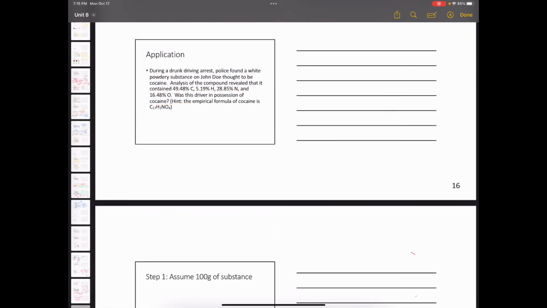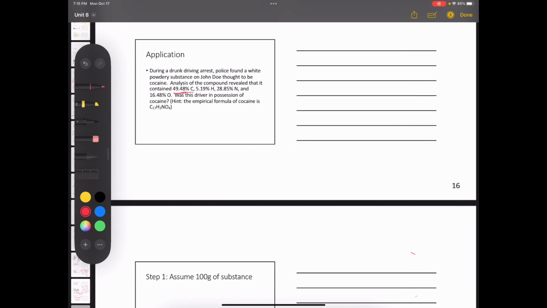During a drunk driving arrest, police found a white powder substance on John, and they thought initially it was cocaine, powdered cocaine. They took that material to the lab, and after doing some analysis, they found out that 49% of that material was carbon, 5.19% hydrogen, 28.85% nitrogen, and 16.48% oxygen.